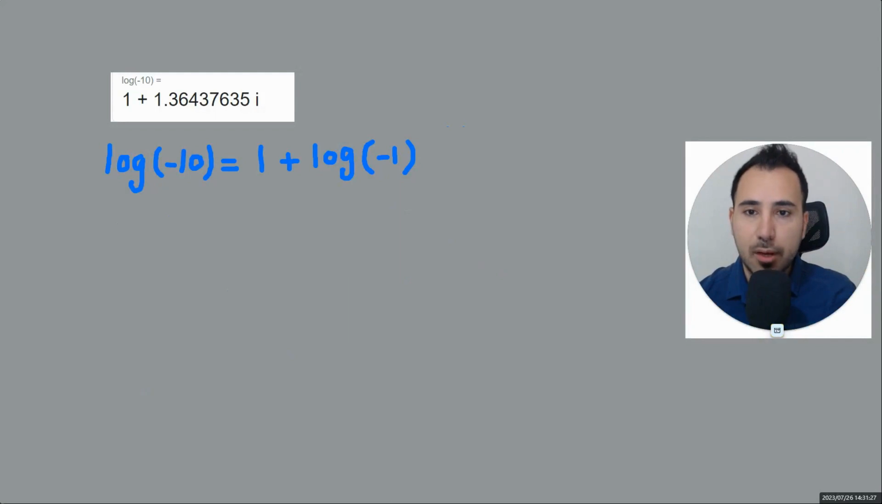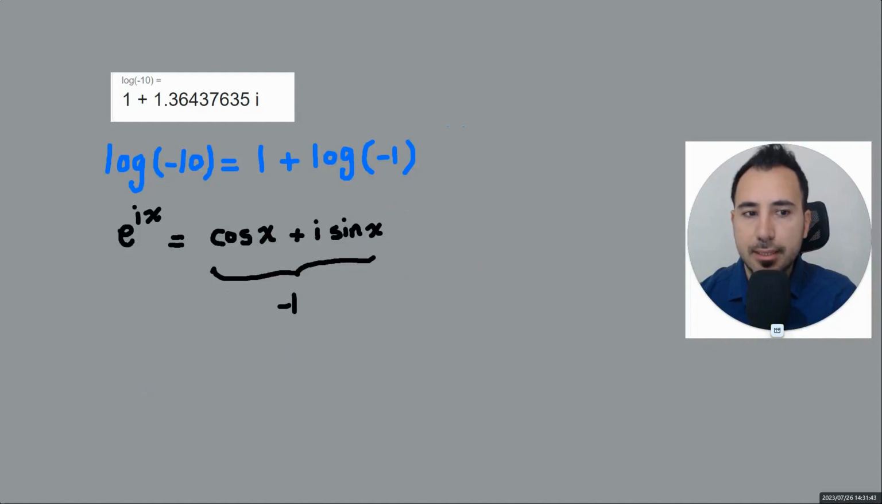Now, this negative 1 is a real number, and we need to take it to the complex world. To do that, we're going to use Euler's formula. I'm not going to prove it. You could look it up. Here we're going to accept it as a fact.